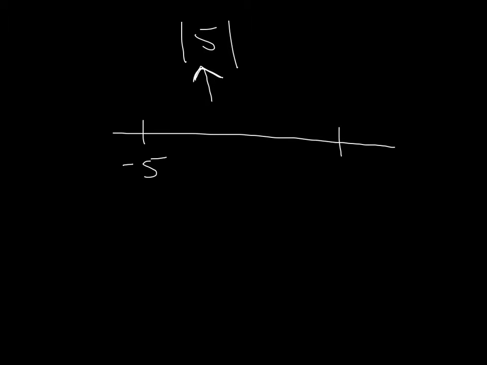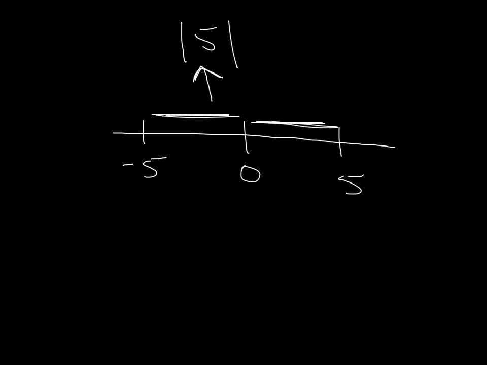Absolute value works on the concept of distance from 0. So when I say the absolute value of 5, I'm asking myself how many steps from 0 is the number that's inside the absolute value. And so if I'm 5 steps from 0, I could be out here, or I could be out here, and both of those numbers are 5 steps from 0.